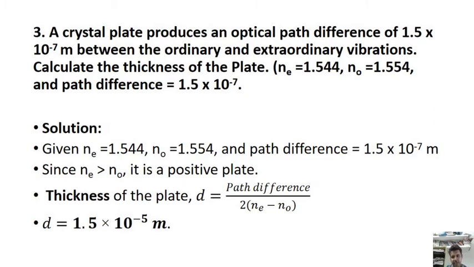Once again I will read this problem. You see, a crystal plate produces an optical path difference. Optical path difference it produces, how much, 1.5 into 10 to the power of minus 7.